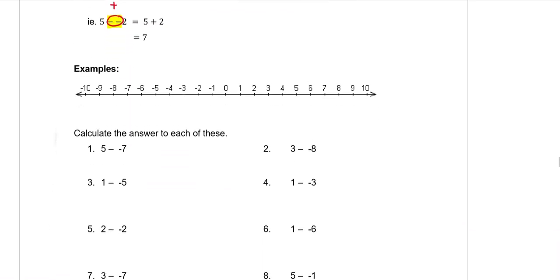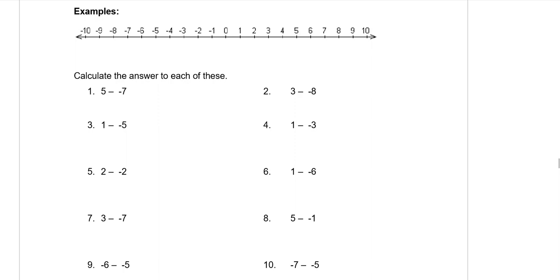So let's do these ones down below. Question 1. I'm going to circle the minus signs and turn them into a plus. 5 plus 7 is 12. Since they're both positive numbers, I don't think we even need the number line for that. Let's do another one. The two minus signs here next to each other are going to make a plus. So it is 3 plus 8, which is 11.